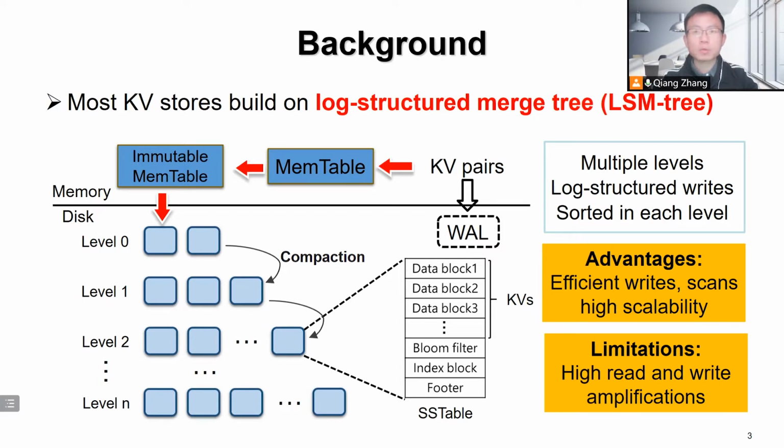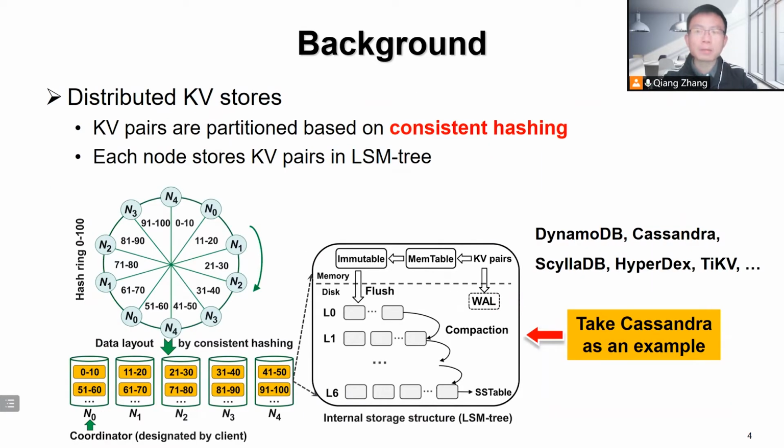However, LSM-tree suffers from large write and read amplifications due to the multi-level log-structured design, which causes multi-level access during read and frequent compactions during write. On the other hand, distributed key-value stores are widely used for large-scale storage. For example, DynamoDB, Cassandra, ScyllaDB, and so on. First, key-value pairs are partitioned to different nodes based on consistent hashing or key range. Then each node uses the LSM-tree to store all key-value pairs.